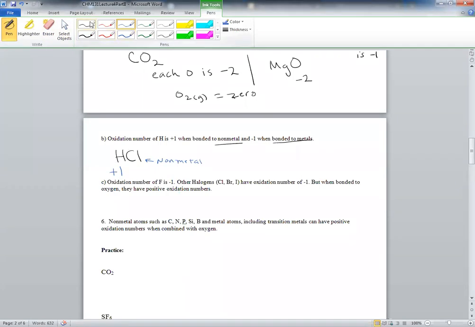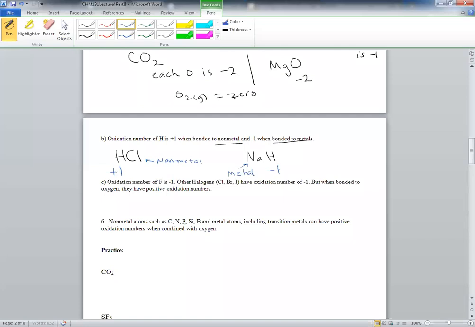However, if I have something like NaH, then my H will be a -1, because Na is a metal. So this becomes a hydride in this case.